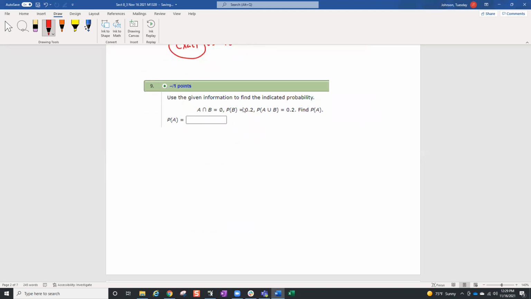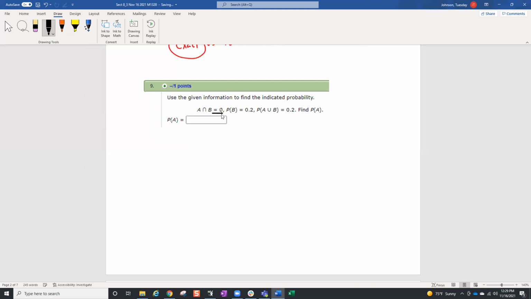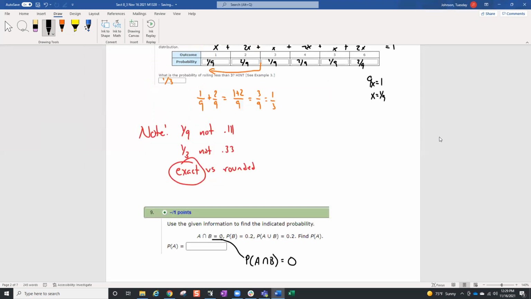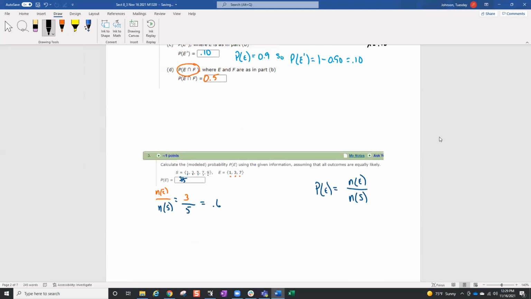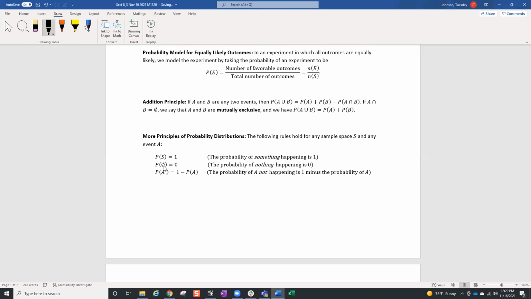So we use the given information to find the indicated probability. A intersect B is the empty set. So this little piece of information here tells me that the probability of A intersect B is 0. And I have to scroll quite a bit to get to this. Way up here. The probability of the empty set is 0.